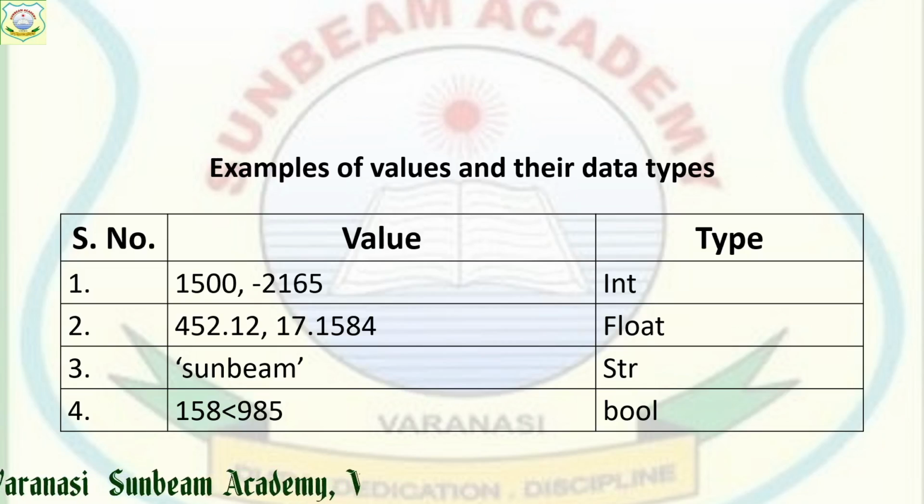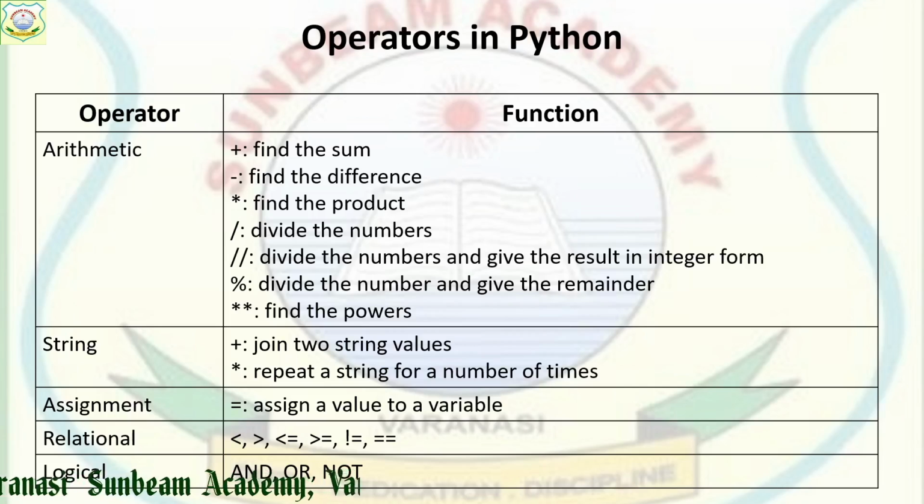Next, we will see the operators. Operators are those which are used to make calculations. They are used in calculation and also in assigning variables, making relations between variables, as well as taking logical decisions. There are different types of operators. One by one we will see the operators and their functions.